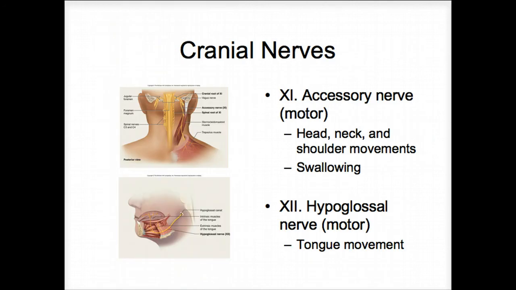Okay, going on to number 11, this is the accessory nerve that's mostly motor information, and it allows for head, neck, and shoulder movements, and it also has a component in swallowing.